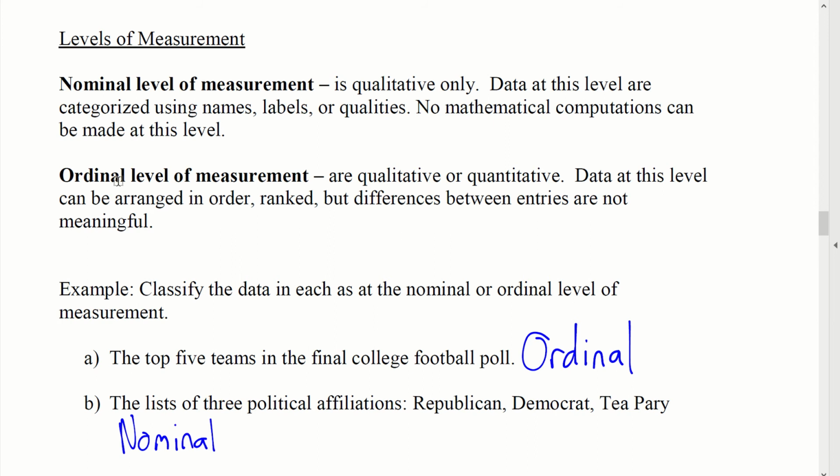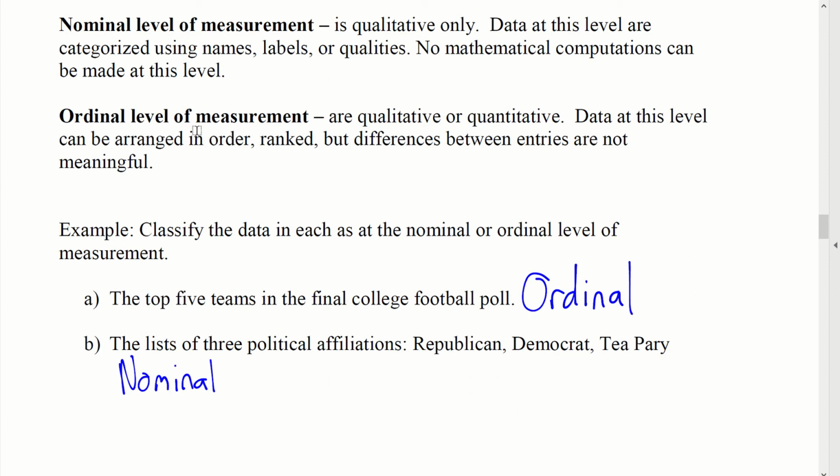The next step up is going to be ordinal level of measurement. This level can be either qualitative or quantitative. Data at this level can be arranged in order, they can be ranked, but the differences between entries are not meaningful. So if you're able to order things, but the differences do not have any physical meaning, then that's ordinal level of measurement.